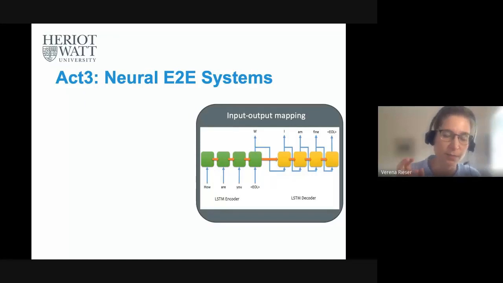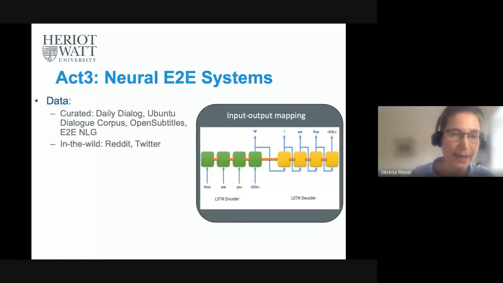We basically have an encoder-decoder architecture where we encode whatever the user says, and then we decode it into the system response. We treat it similar to a machine translation problem, where the user utterance is one language and we translate it to a system response. In those days, these encoder-decoder architectures were mainly LSTM-based with attention. And nowadays, it would be transformers.